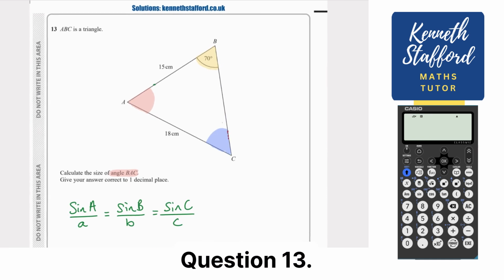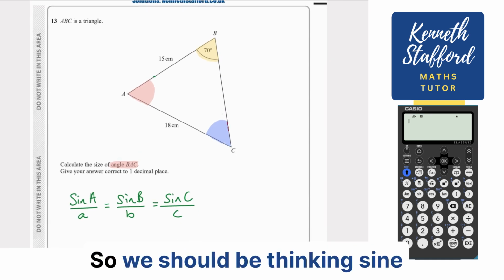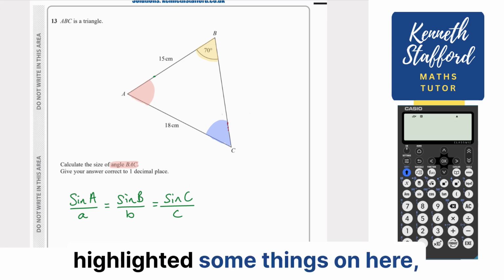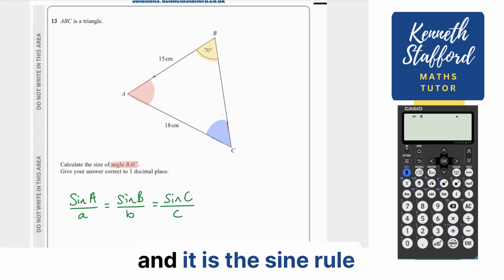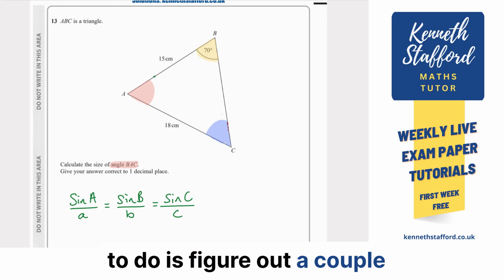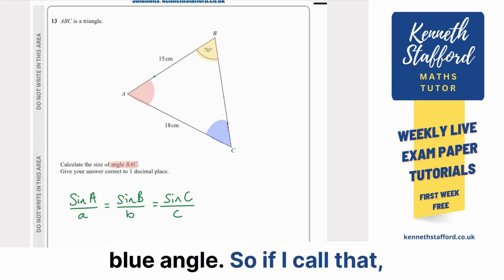Question 13. So we've got a non-right angle triangle here. So we should be thinking sine rule or cosine rule. I've highlighted some things on here, and it is the sine rule for this question. So we're being asked to find angle BAC. Now we can get that. What we need to do is figure out a couple of things first, which is, in fact, we're going to figure out the blue angle.